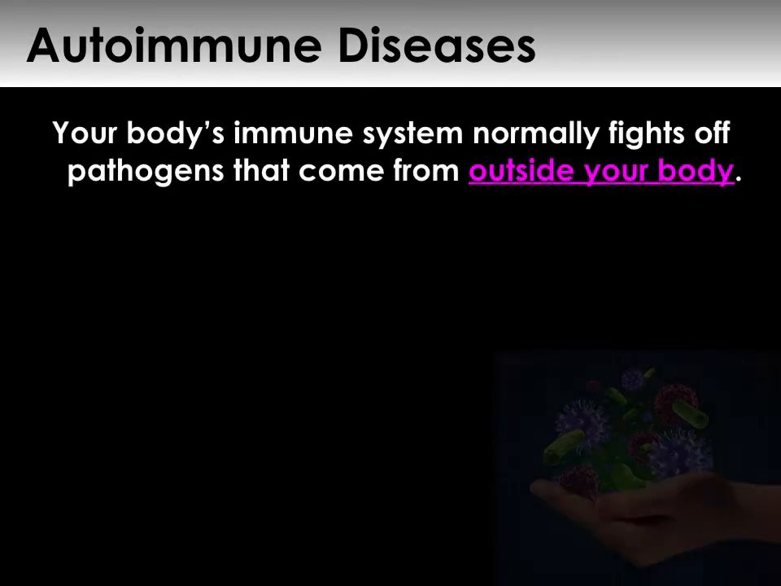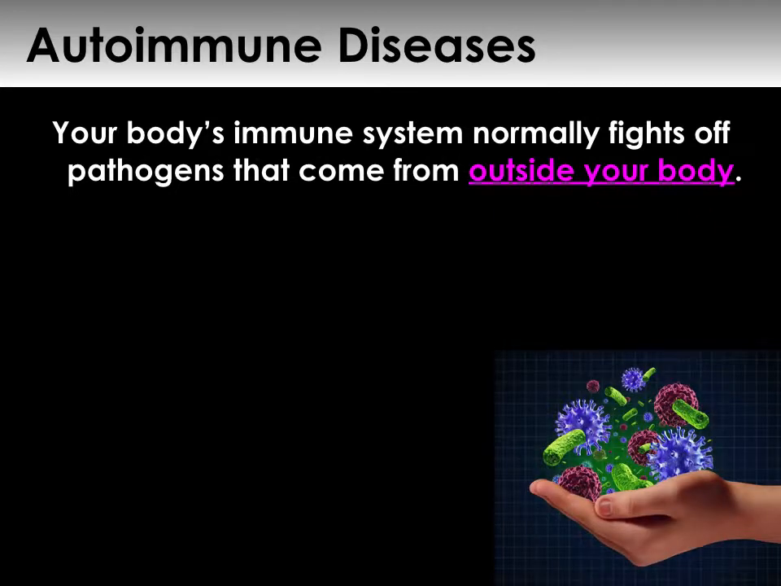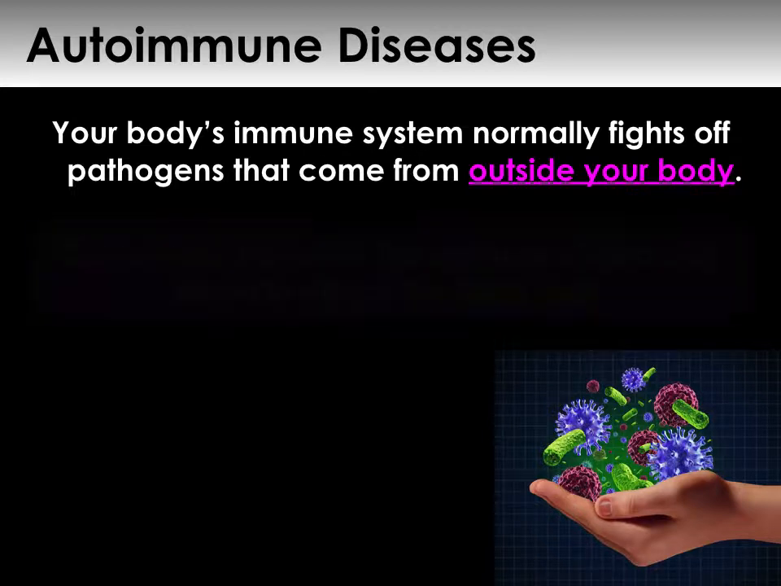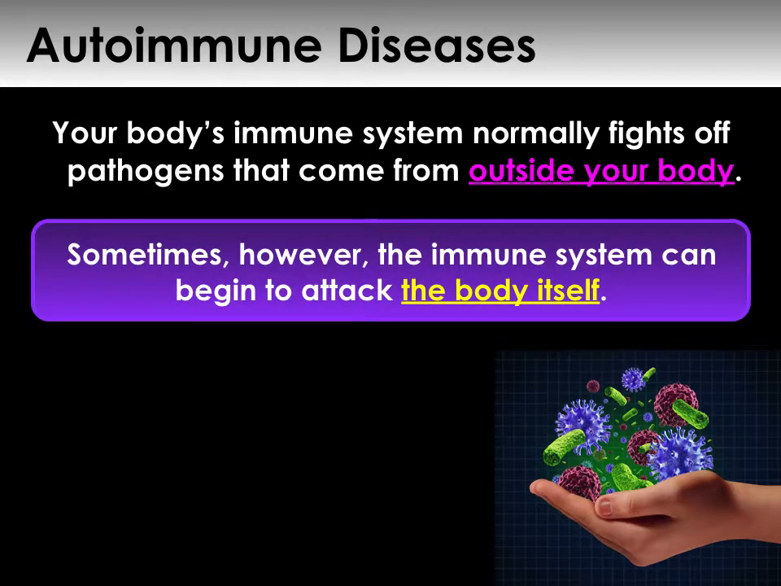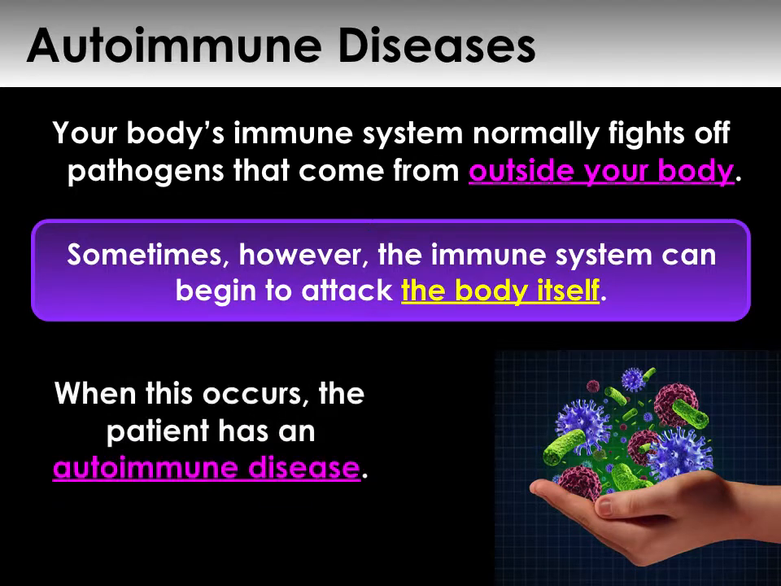Autoimmune diseases are what occurs when your body's immune system, that normally fights off pathogens, normally your body's immune system will fight off pathogens that come from outside your body. However, sometimes the immune system will begin to attack the body itself. When this occurs, the patient has an autoimmune disease.